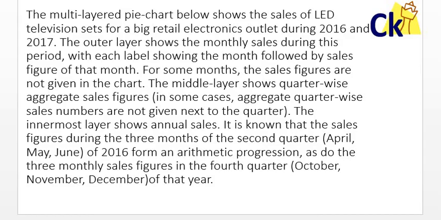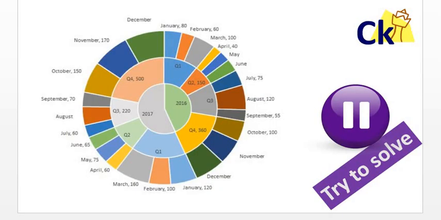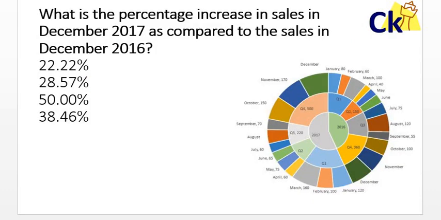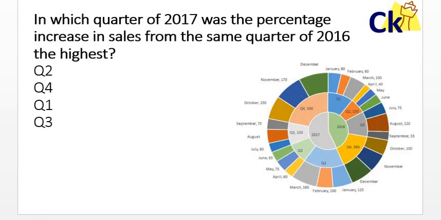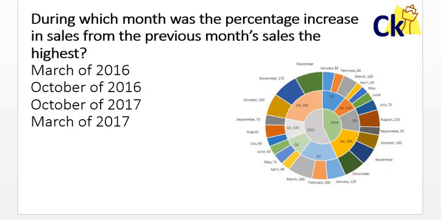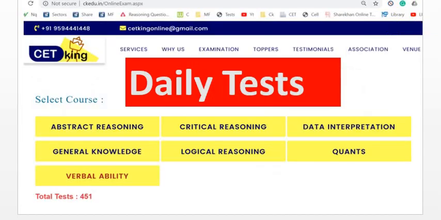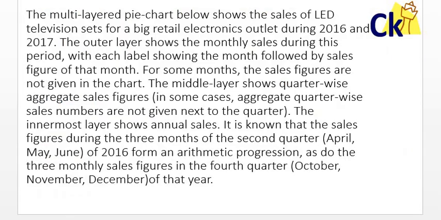So this is your main question stem, the pie chart that this question has, and these are the questions that this set has. This is your question number 1, question 2, question 3, and your last question. I hope everyone has tried solving it. Now let's see how to go about it.